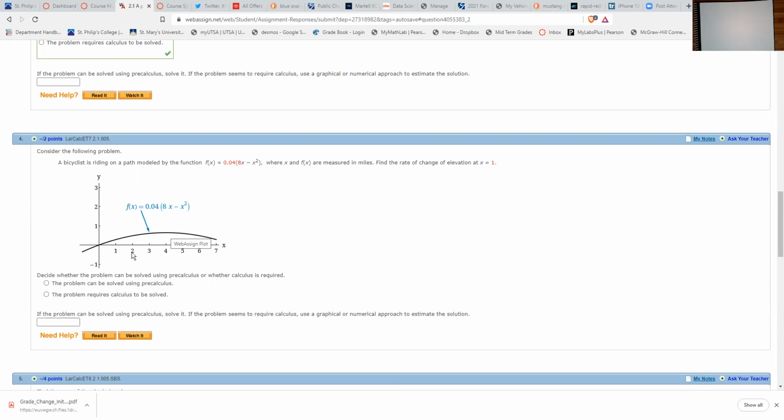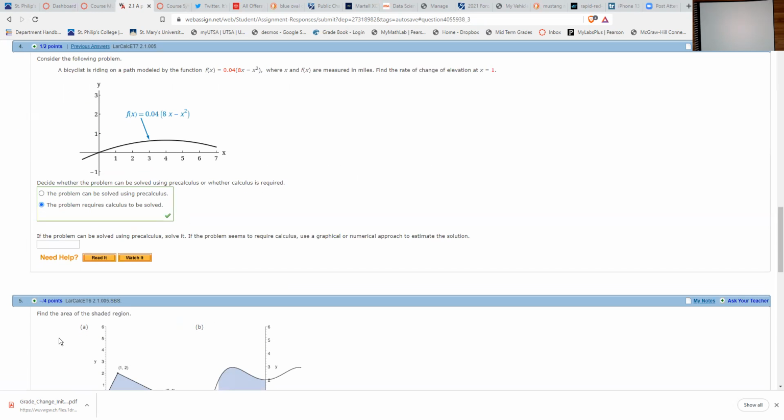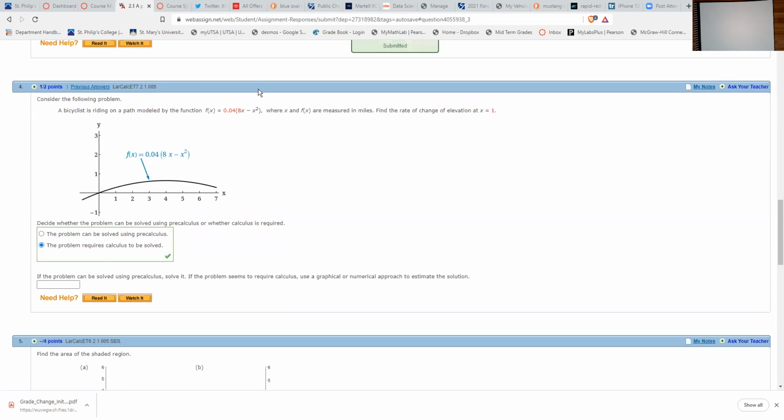So the rate changes. At one point it's positive, increasing, at another point it's decreasing. Maybe there's a point where it's constant, but it is not the same throughout the entire function. So that's why I need calculus. Does that make sense? Yeah. I mean, there's not much to actually solve by hand. It's more of a conceptual thing. So I want you to see that idea.